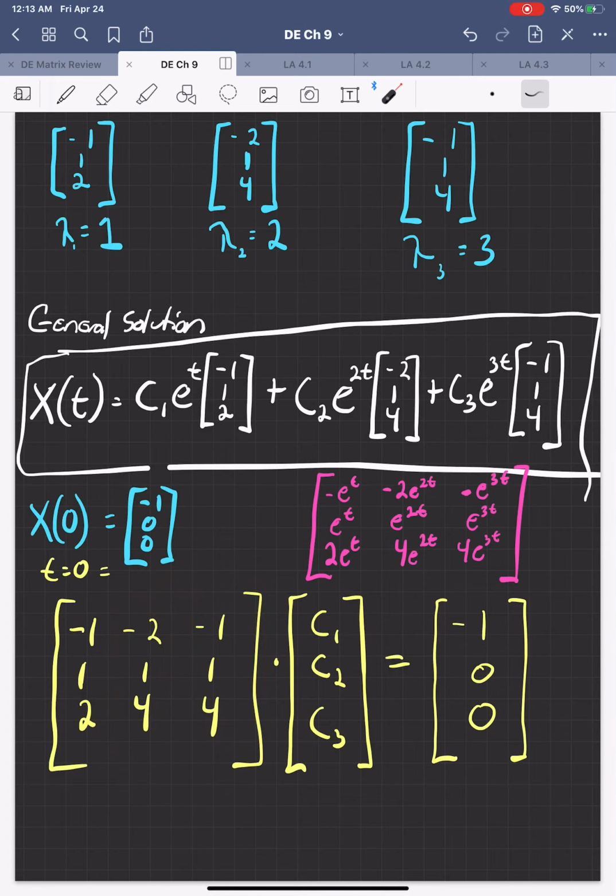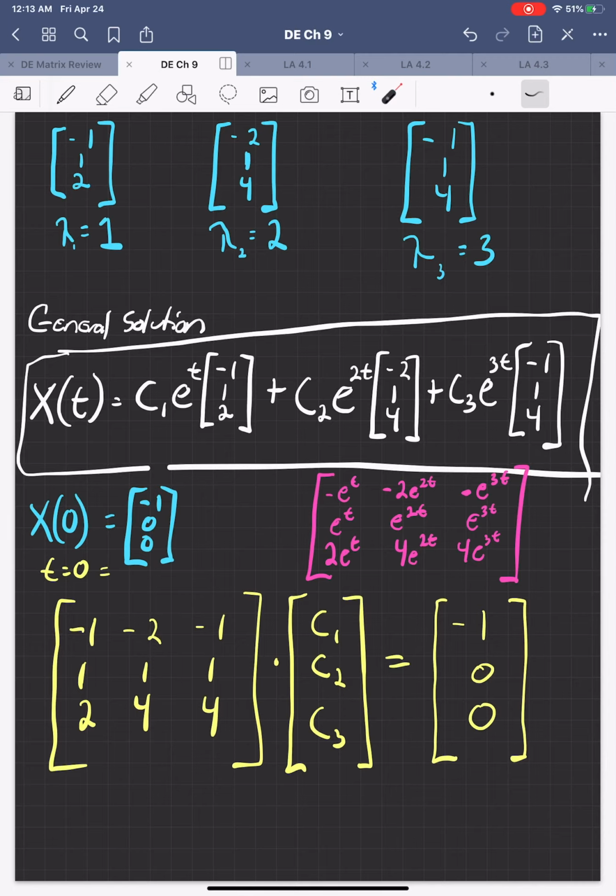But if this were x of 1 equals some vector, then you would be plugging a 1 in for t here, here, here. I need you to understand that. You don't get to just jump right to whatever my eigenvectors are, and they become my matrix. No, that is a special scenario where the t value is equal to 0. So I hope that that makes sense.